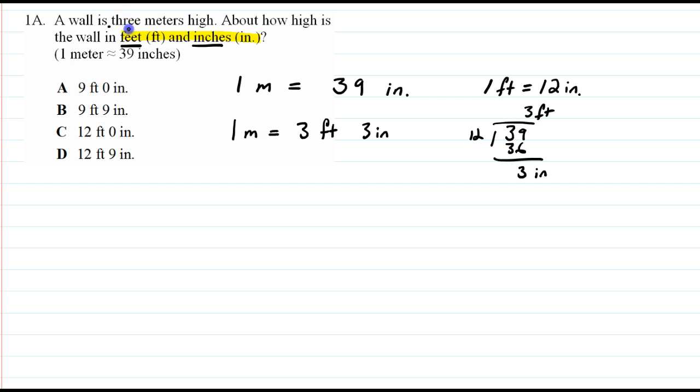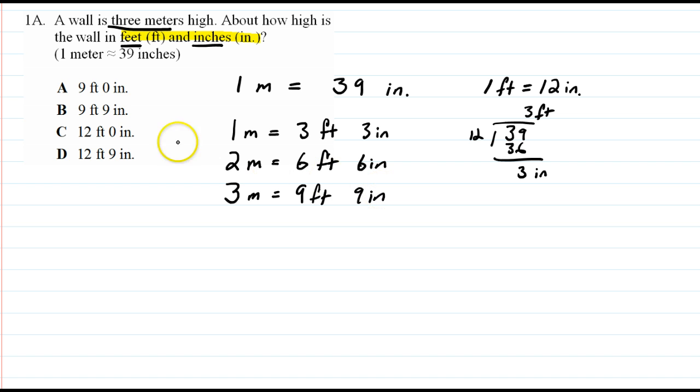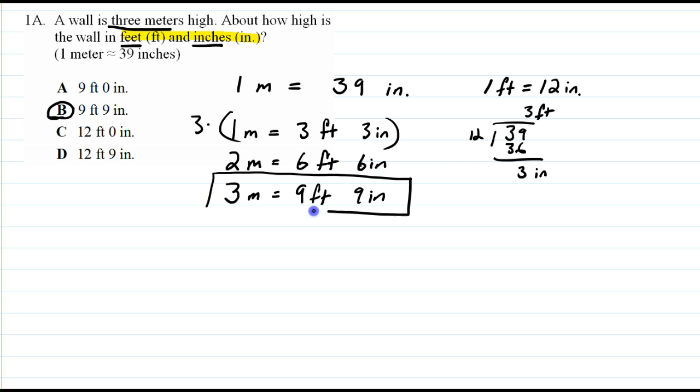So the wall is 3 meters high. I'm just going to double it. So if 1 meter is this, then 2 meters would be 6 feet, 6 inches. And 3 meters, I'm just going to add another meter to this. So that would be 9 feet and 9 inches. So the correct answer here is B. Now at this step, I could have just multiplied by 3 and I would have got the same thing. So it doesn't really matter how you get there as long as you get the right answer. So try 1B now on your own.